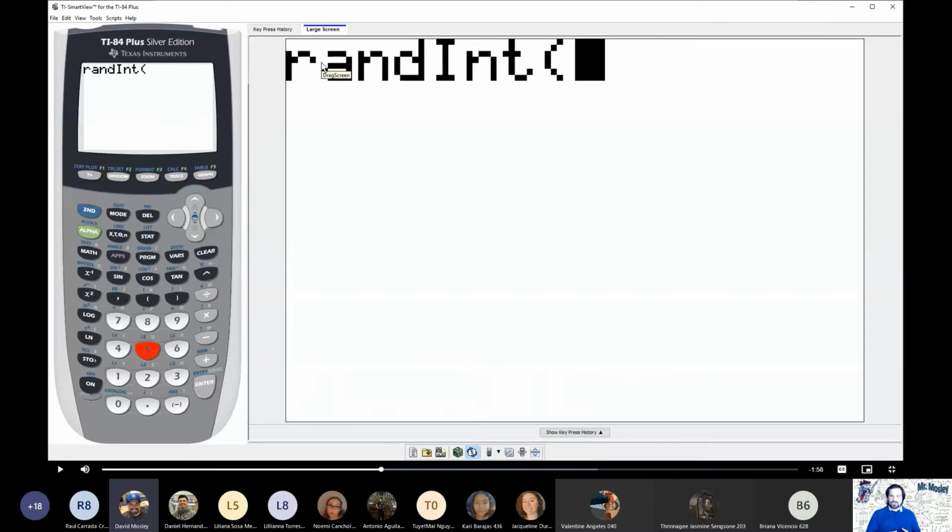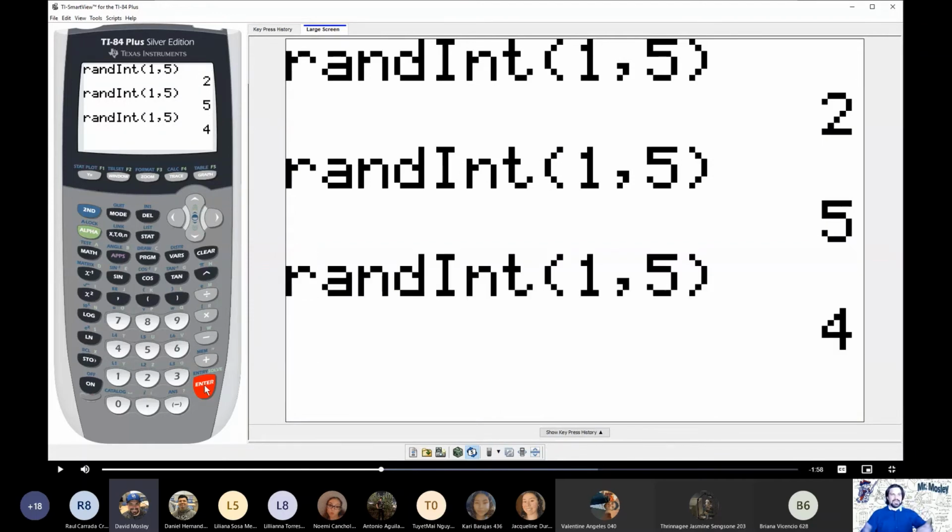Now that's in our entry field here. All that you do is say the number range that you want a number from. For this example, I think they're doing 1 through 5. So we would say 1, comma, 5, and close the parenthesis. And then you hit enter, and it gives you a number between 1 and 5. Next one is 5. If you just keep hitting enter, it's just going to repeat the last command, which was rand_int 1 through 5. So you can just continually create random integers between 1 and 5.